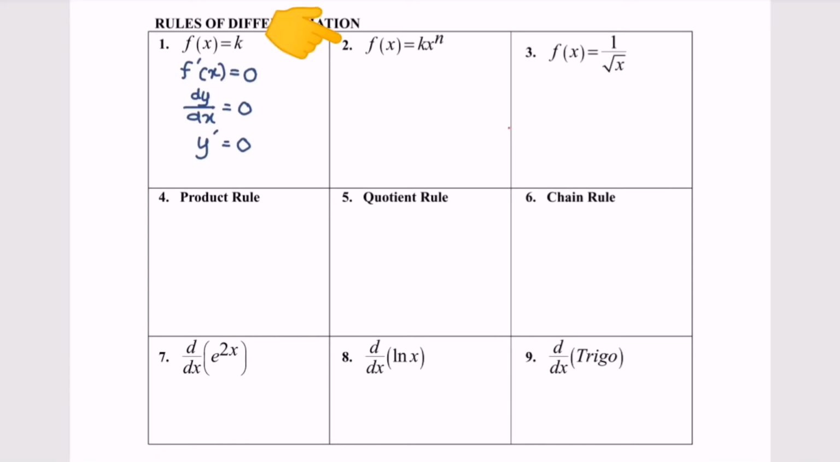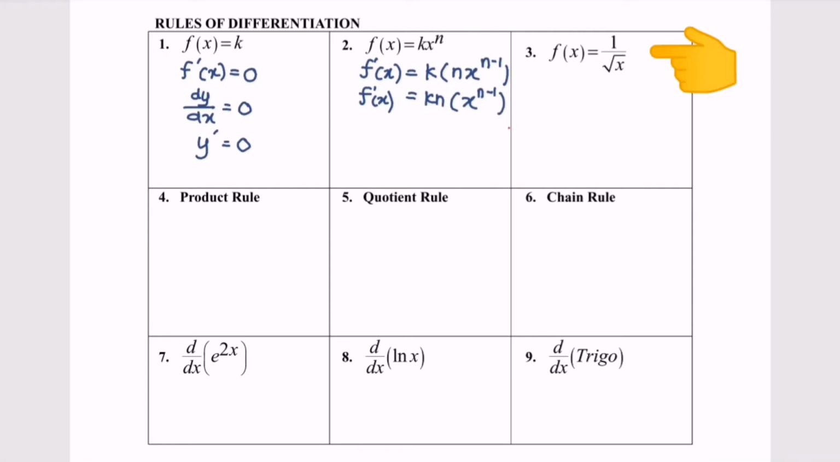Second, we are going to focus on f(x) equals k, where k is a constant, multiplied with x to the power of n, where n is also a constant. For this situation, f'(x) will be equal to, kindly focus on the x, we will have n multiplied with x^(n-1). So finally, f'(x) will be equal to kn multiplied with x to the power of n minus 1.